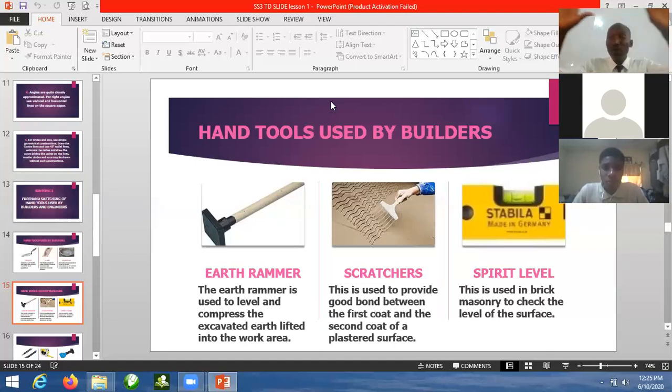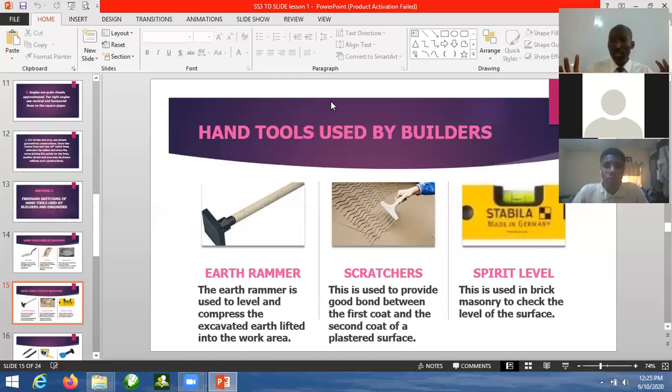Now, when you plaster the wall, because you are still coming with the second coat, so that the first and the second coat can form a strong bond, you scratch it. Do you understand? Yes, sir. You scratch it using the scratcher. You scratch the surface of the first coat using the scratcher.